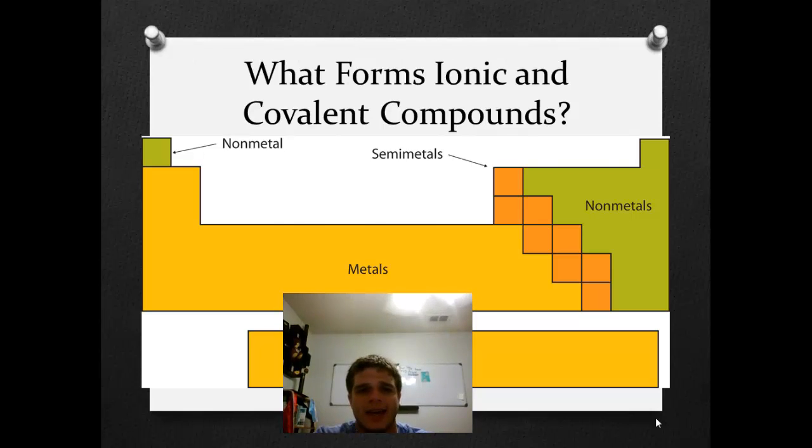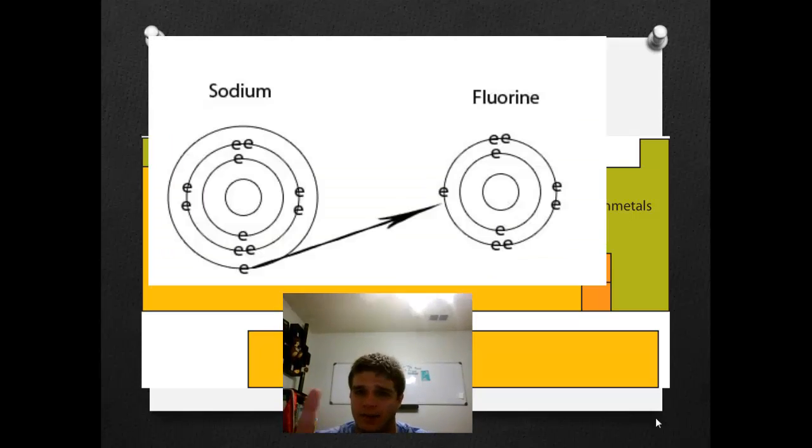So think about sodium and fluorine. Sodium has a valence electron shell with 1 electron. Fluorine has a valence electron shell with 7. The sodium will willingly give up that electron, and fluorine will willingly take it on. Easy. So they both want to have the octet, the full octet to be like the noble gases. So again, the metal will give up the electron and the nonmetal will take it on.